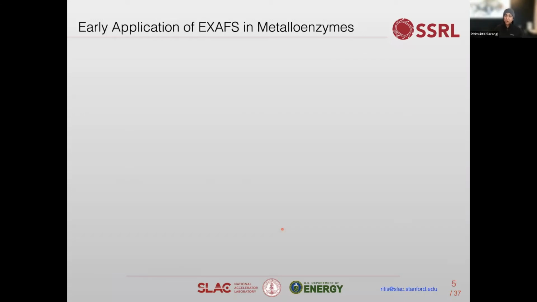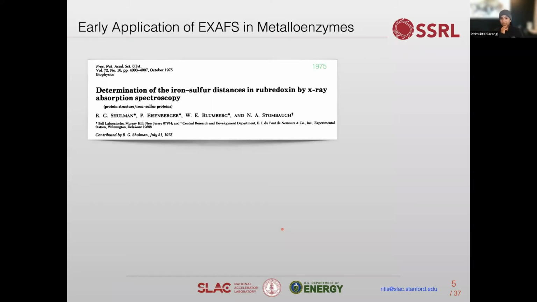Now, I wanted to go back in time and give you this publication that came out in 1975. It was the first application of XAS on metalloenzymes, by Shulman et al. What they did was they determined the iron-sulfur distance in rubredoxin by X-ray absorption spectroscopy. This was done at SSRP at that time, which eventually became SSRL.